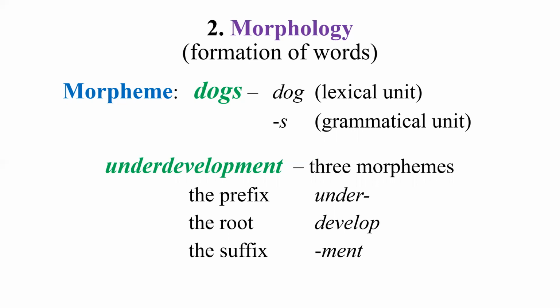So look at this word, underdevelopment. This word has three morphemes, three smallest lexical or grammatical units. Number one, we have the prefix under, then the root word develop, then the suffix ment. So 1, 2, 3, there are three morphemes. So this is how we form words in general.